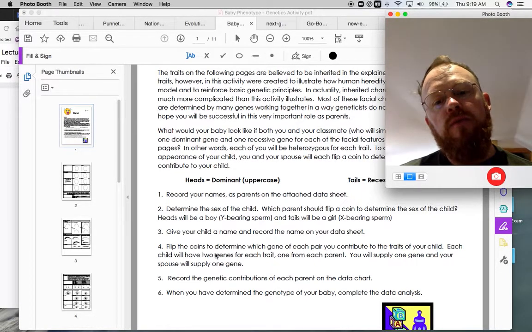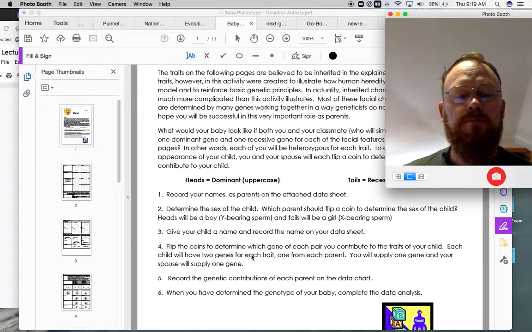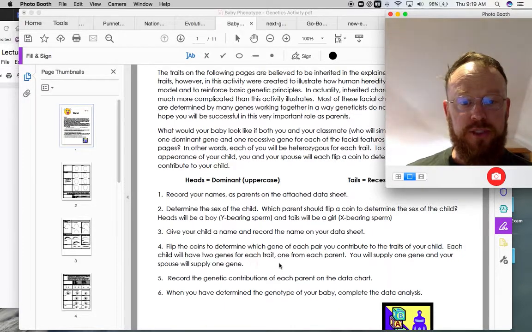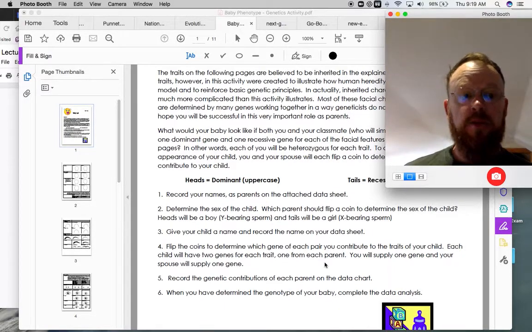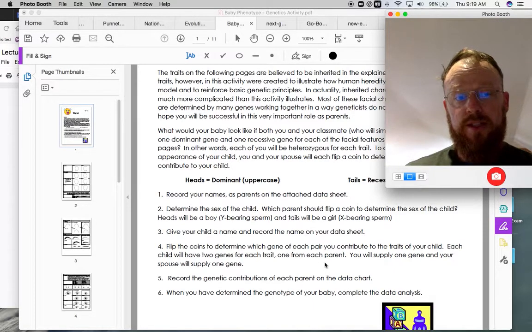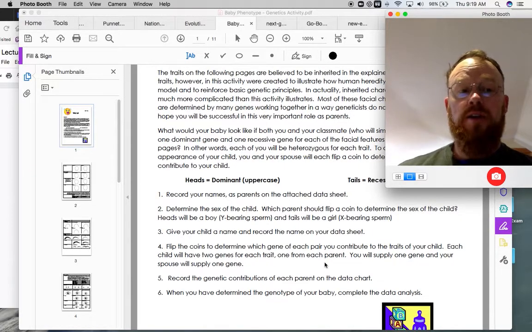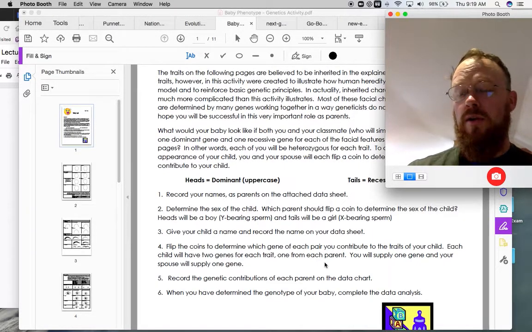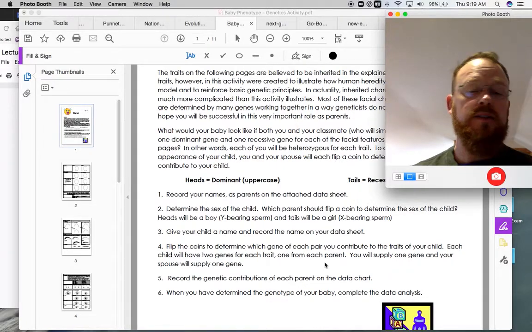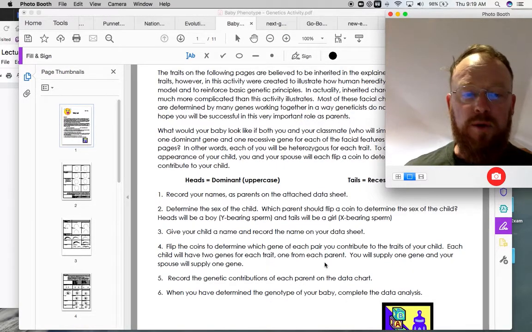Number 4, flip the coins to determine which gene of each pair you contribute to the traits of your child. Each child will have 2 genes for each trait, 1 from each parent, except for those traits that are polygenic, in which case they'll have more than 1 gene from each parent, right? For eye color, you get 3 genes from each parent, or alleles, we should probably say. You get 3 alleles from each parent, and for skin tone, you get 4 alleles from each parent.